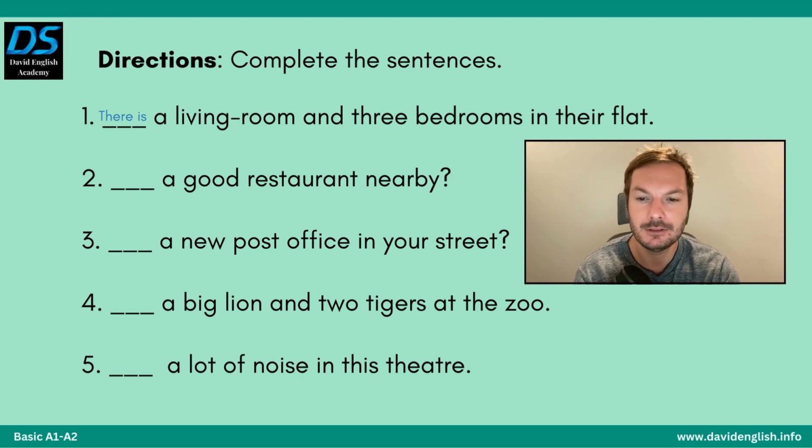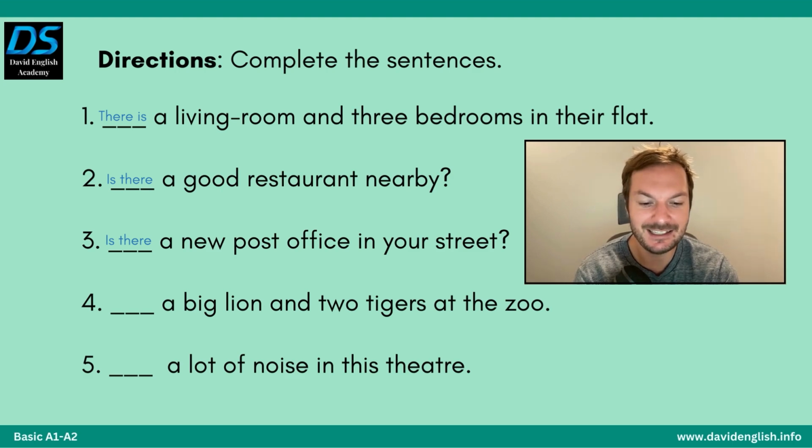Number 2, a good restaurant nearby. Now, this is a question. You look at it and you say, it's singular, a good restaurant. So you're going to say, is there a good restaurant nearby? Again, repeat after me. Is there a good restaurant nearby? Number 3, a new post office in your street. Another question. What do you think? It's singular. I'm going to say, is there a new post office in your street? Let's go to number 4.